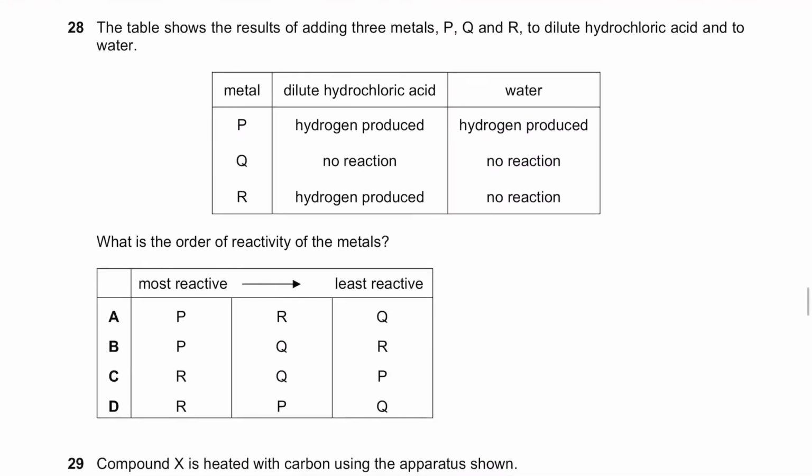Question 28. The table shows the results of adding the 3 metals P, Q, and R to dilute hydrochloric acid and to water. What is the order of reactivity of the metals? Metal P produced hydrogen with both dilute hydrochloric acid and water. Metal Q had no reaction with both of them. Metal R produced hydrogen only with dilute hydrochloric acid. While the answer is quite obvious, the one that managed to react and produce hydrogen the most is the most reactive one. So P is the most reactive, followed by R, then Q. The answer is A.